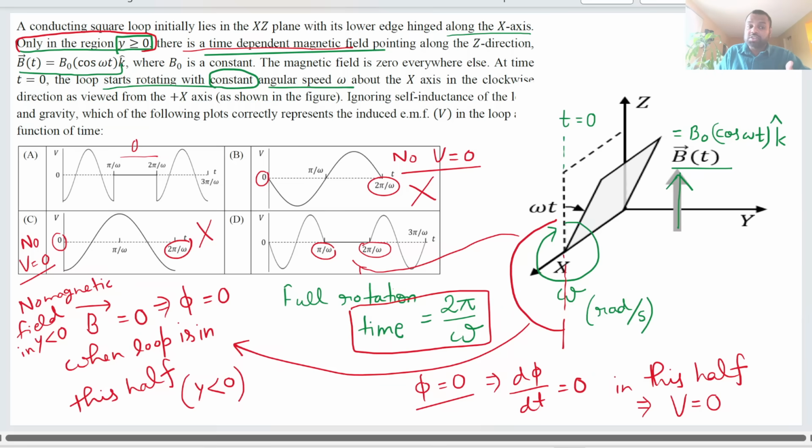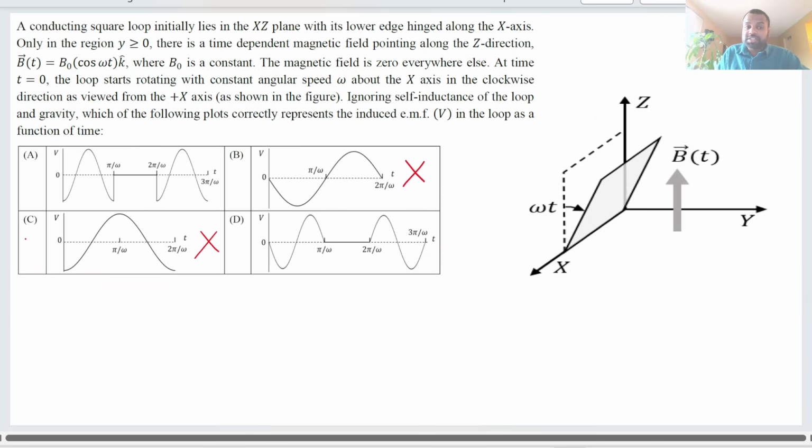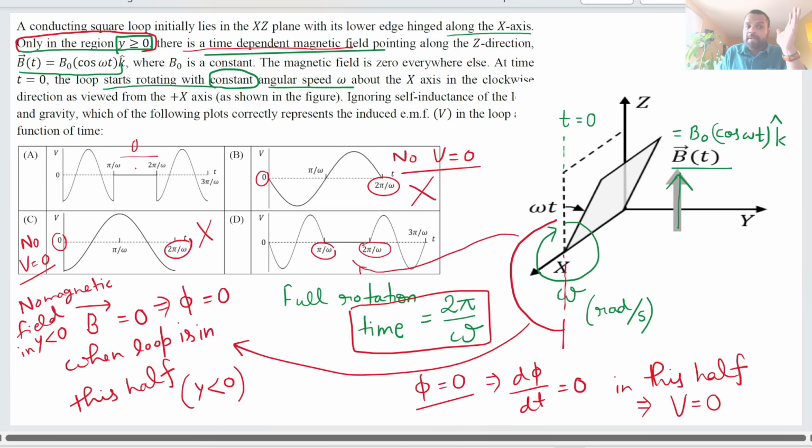So see, by using this logic, what we found out, that option C wrong, option B wrong. So A and D left. Look, we could eliminate that without doing any heavy math, just by understanding that in this half portion, if you go back again, in this half portion there is no magnetic field. So when the loop is moving in that half portion, there is no flux. Flux is always 0. So d phi by dt is 0 in that half portion. So v should be 0 for the half rotation, right? So by using that, you could eliminate two options.